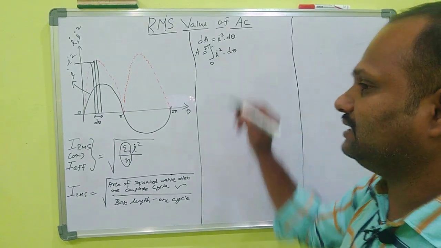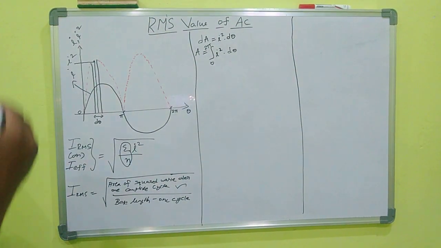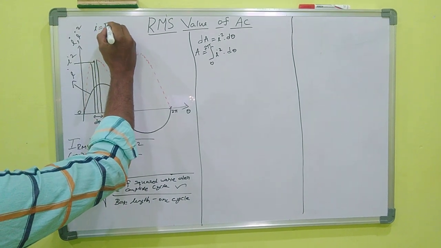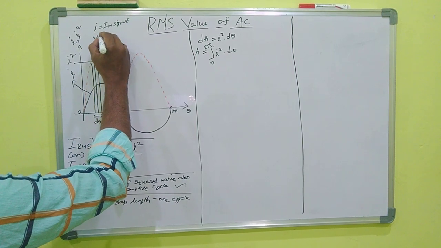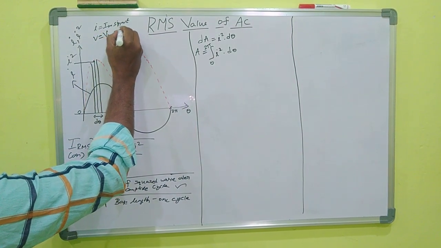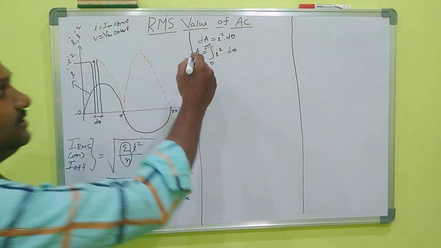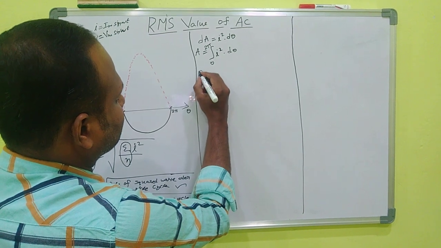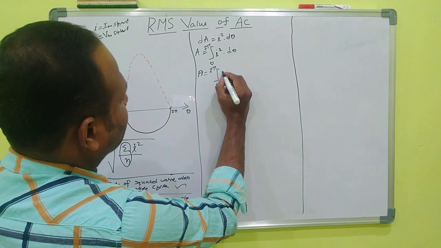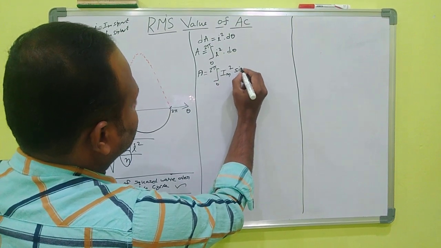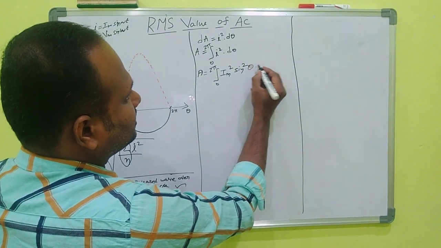We know very well this I is nothing but the instantaneous value of current. The instantaneous value of current is what? I is equal to Im sin omega t, the instantaneous value of alternating current. V is equal to Vm sin omega t. So instead of I square, the area A is equal to the integral from 0 to 2 pi of Im square sin square theta d theta, writing theta instead of omega t.